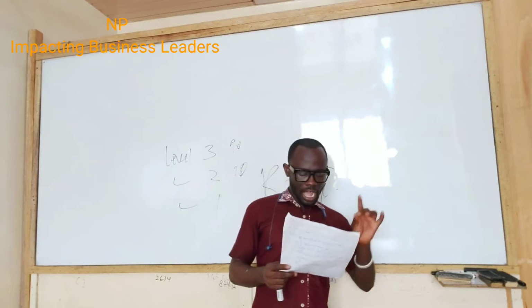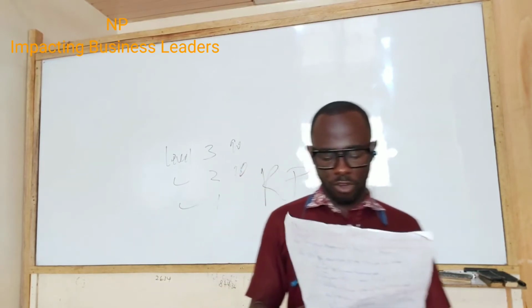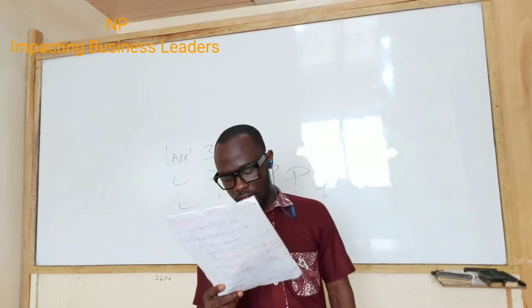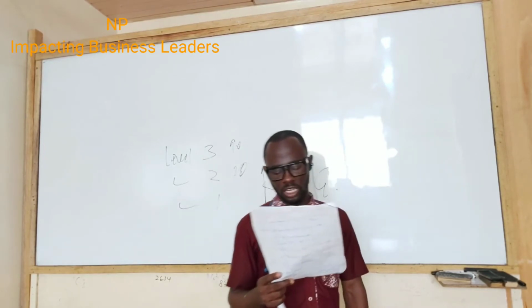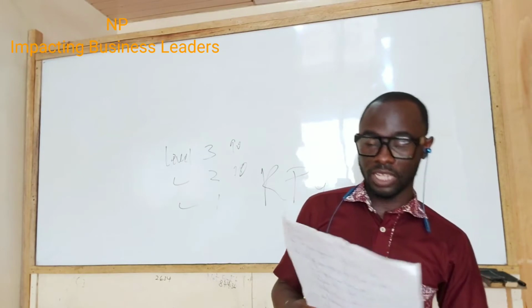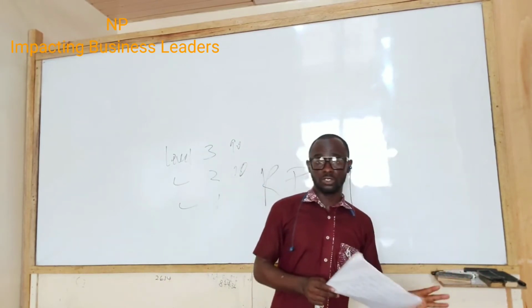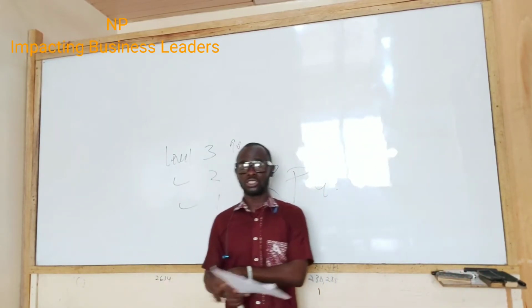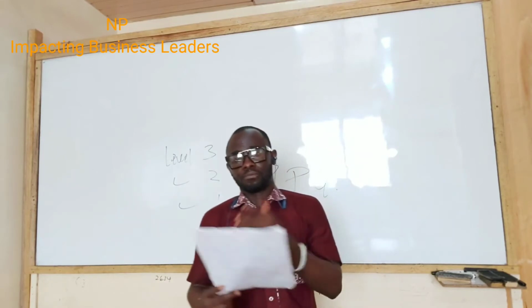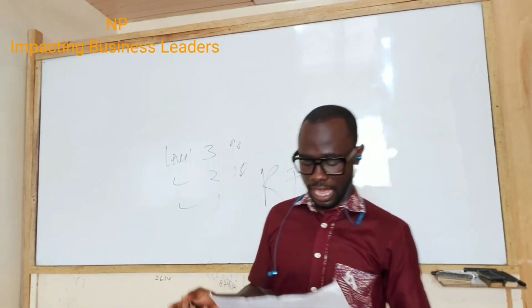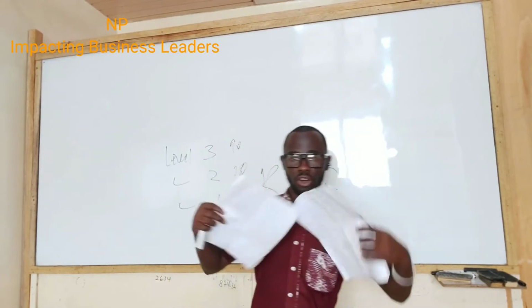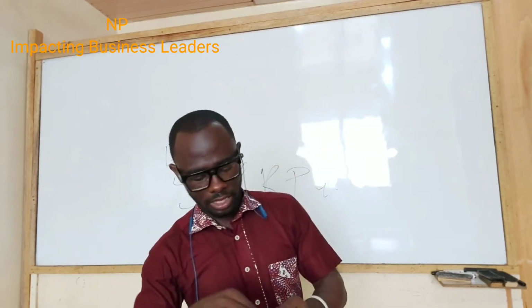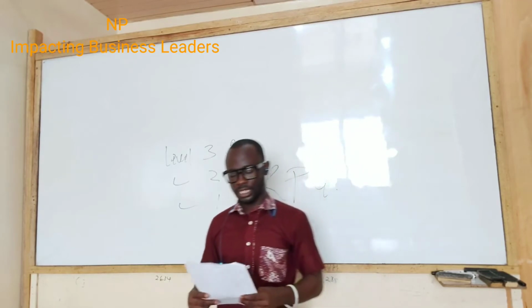IPSAS 22, disclosure of financial information about the general government sector. This is exclusive to IPSAS, so it has no standard in IAS or IFRS, and that is a level 3 standard, so you need a thorough knowledge and a solid understanding.